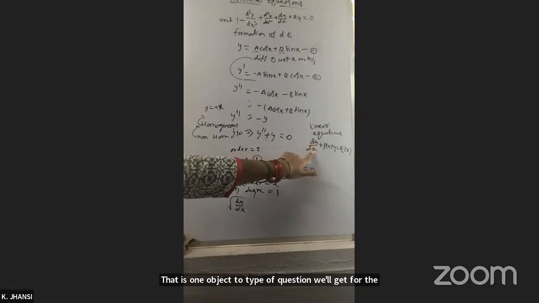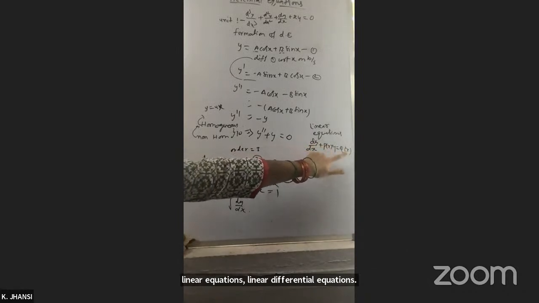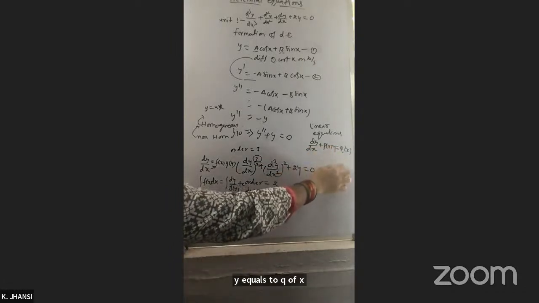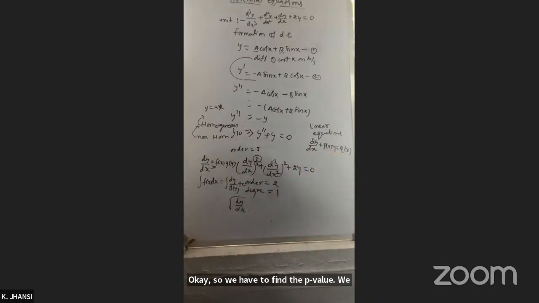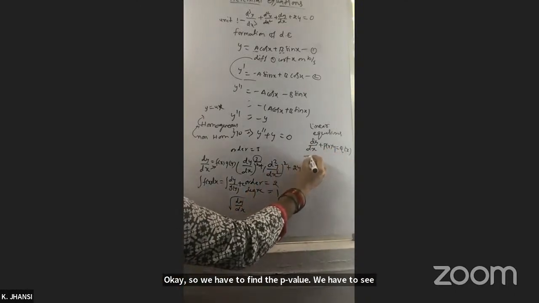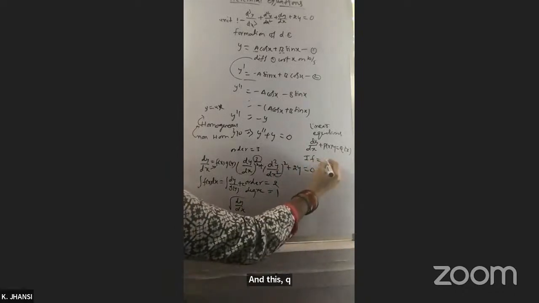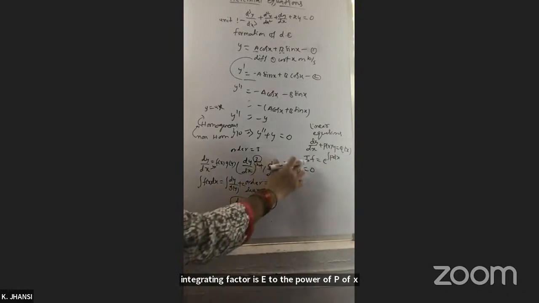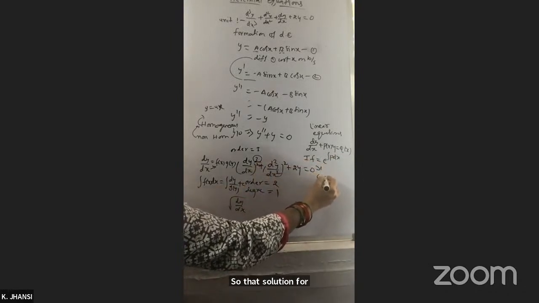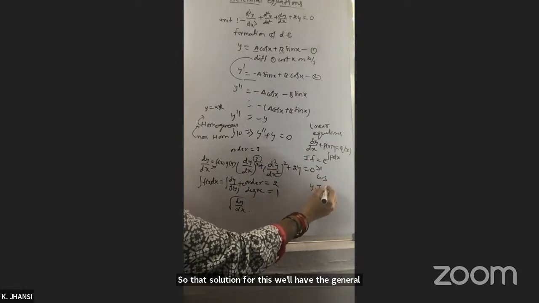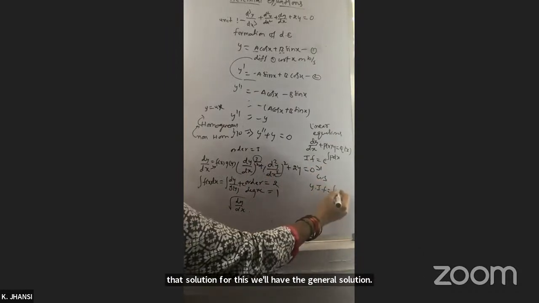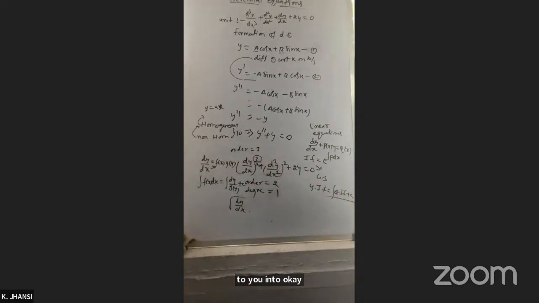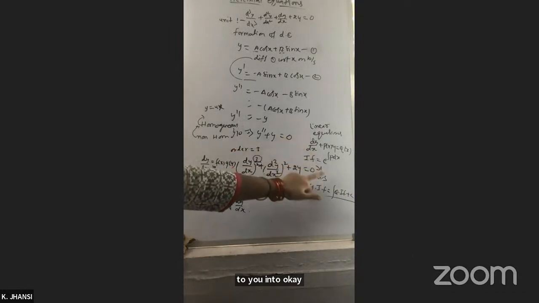That will be in the form dy by dx plus p of x into y equals q of x. We have to see what the p value is and what the q value is. Here the integrating factor will be there. Integrating factor is e to the power of integral of p of x dx. For the general solution, y into integrating factor equals integral of q into integrating factor plus c. Such type of problems you get for the 5 marks question on linear differential equations.